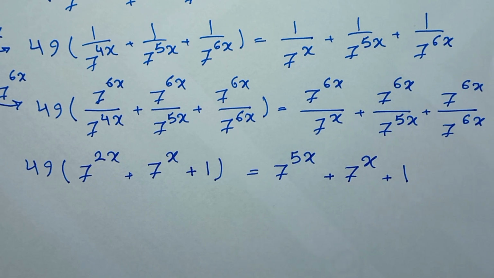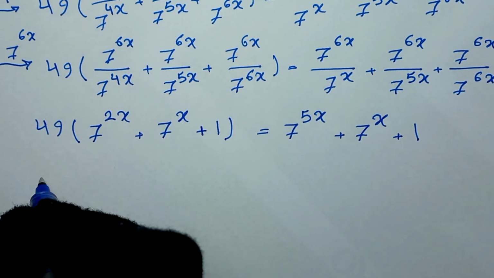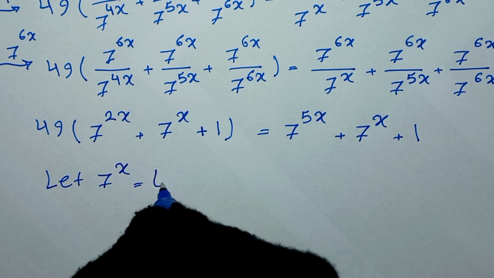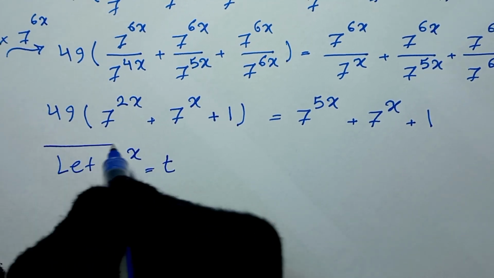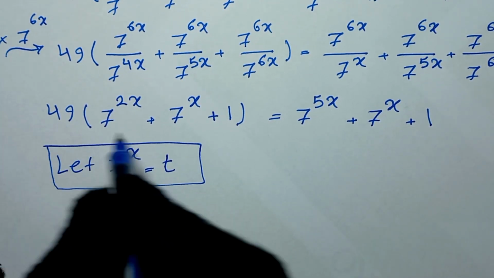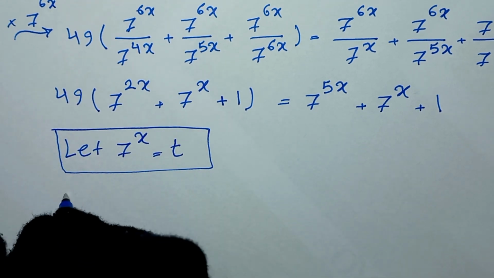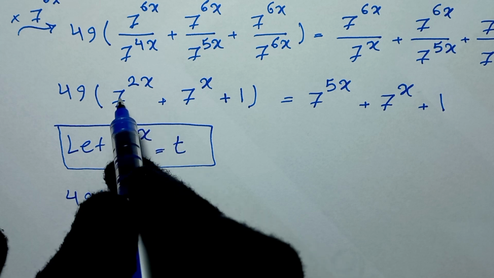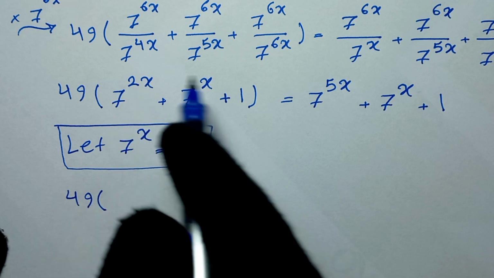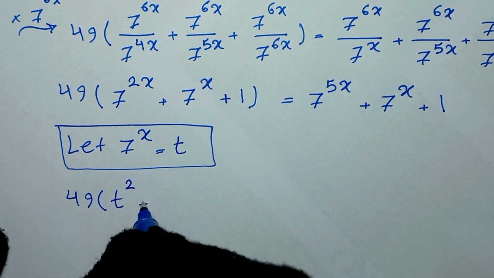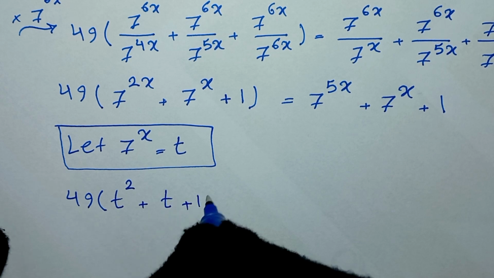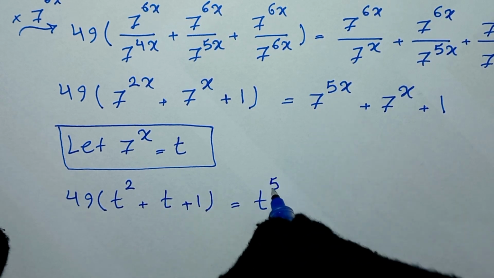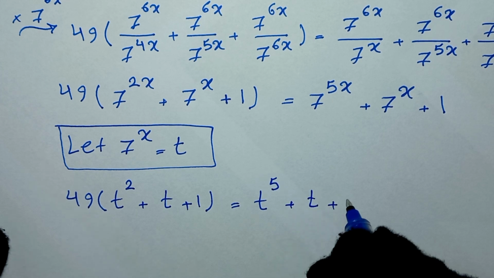And in next step, we let 7 to power of x as t. So we rewrite this equation and it will be 49 times this is t square, right? 7 to power of x to power of 2, right? It will be t square plus this t plus 1 is equal to this is t to power of 5, right? t to power of 5 plus t plus 1.